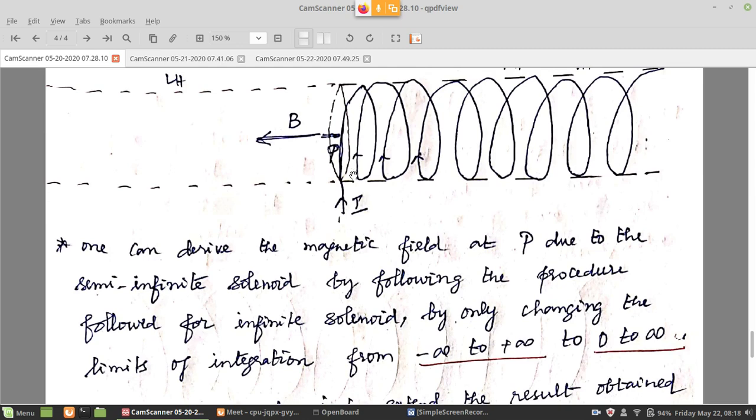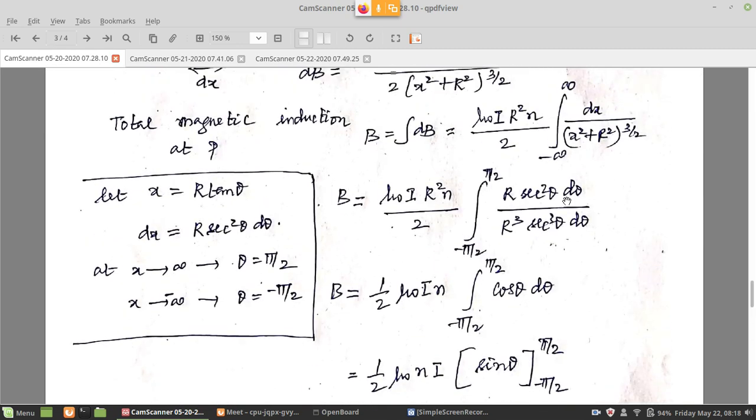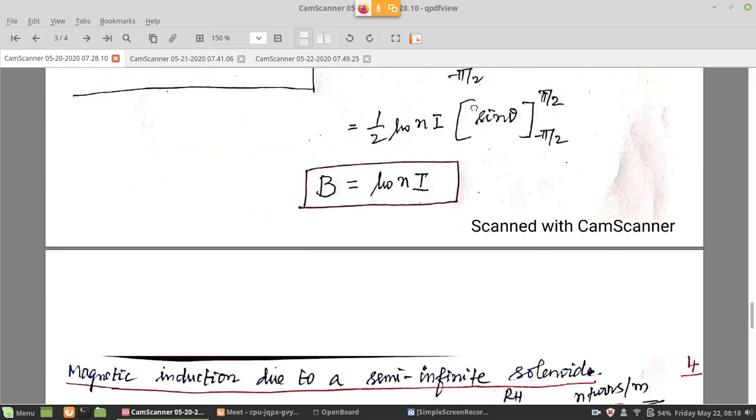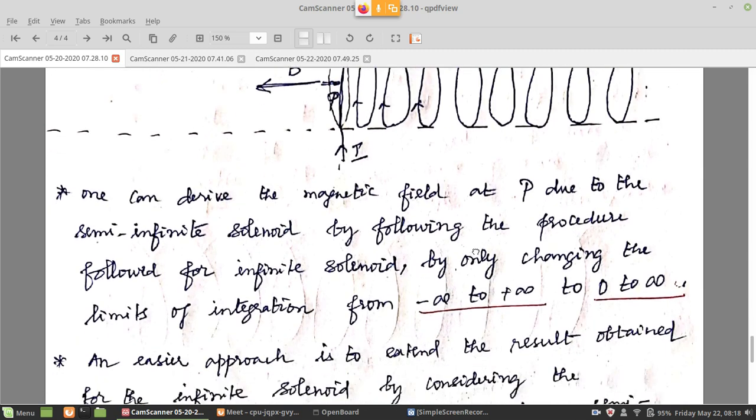Same integration, and all we have to do is this: the integration we had done between minus infinity to plus infinity originally. See, dx is minus infinity to plus infinity. In this case we have to change that to 0 to infinity. Why 0 to infinity? Because on the left side the limit can be considered to be 0, the origin. x is 0 here at the point P, and x is infinity on the right side. So it is a 0 to infinity integral now.